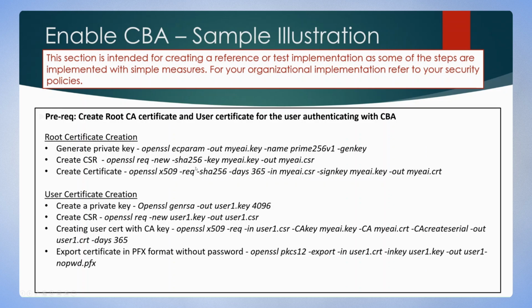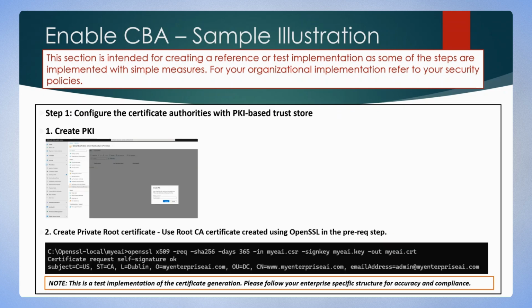Right? Similarly, we also need to create a user certificate. This is the user certificate that will be used to log into the machine instead of a password. So I went ahead and followed similar steps of creating a private key, a CSR, and a user certificate with a CA key. As you can see, I have to use my root CA key. This is my public key as well as my secret. And I export that secret in PFX format as described in the documentation, and ensure that you export it without any password.